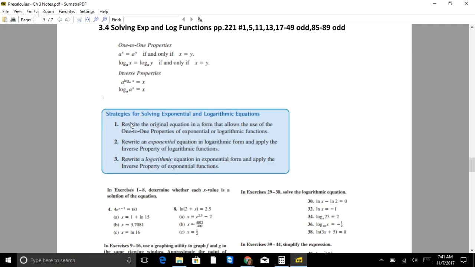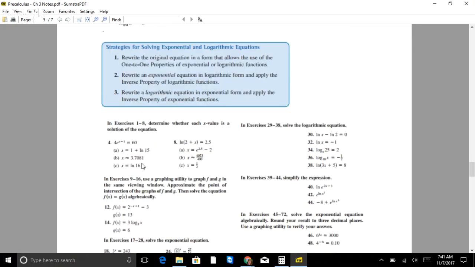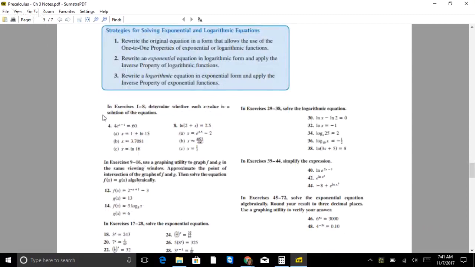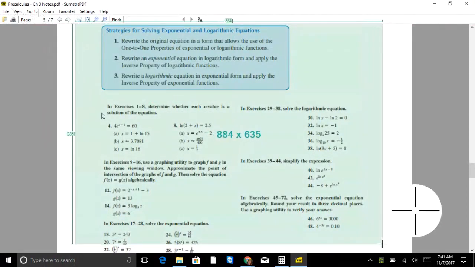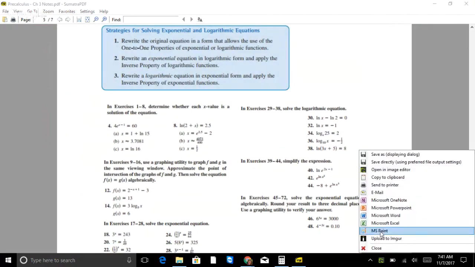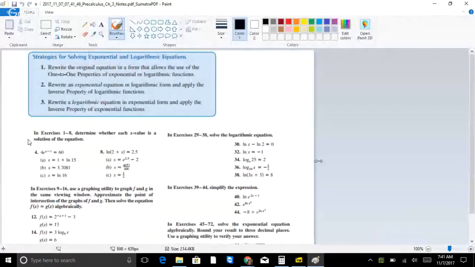In class, we did a lot of work with rewriting using the one-to-one property, and we have some more examples to go on these two. Let's pull this over. We'll do maybe two or three because there were one or two that I didn't do. So this is the strategy to solve equations where we rewrite the original equation in a form that allows the use of one-to-one properties.